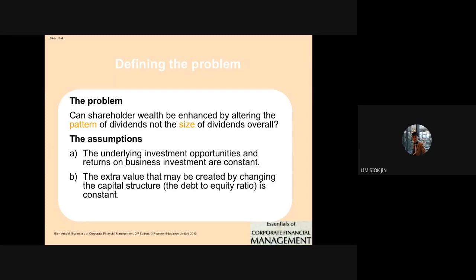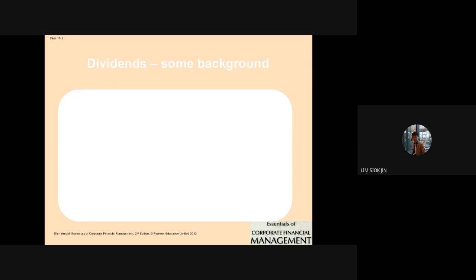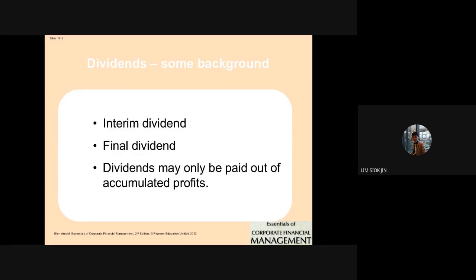All right. So we go back to this slide. The assumption that investment opportunity and returns on business investment are constant, and extra value may be created by changing capital structure is constant. All right. So let's go on.